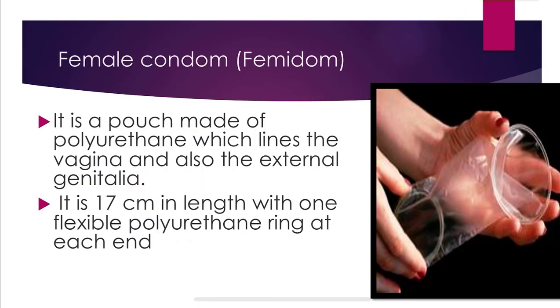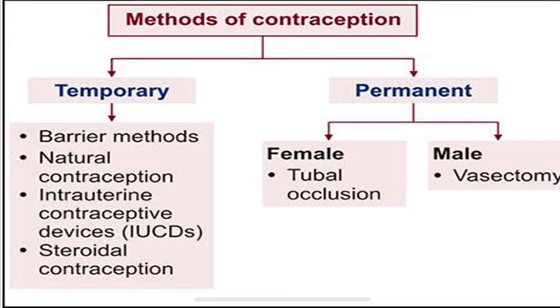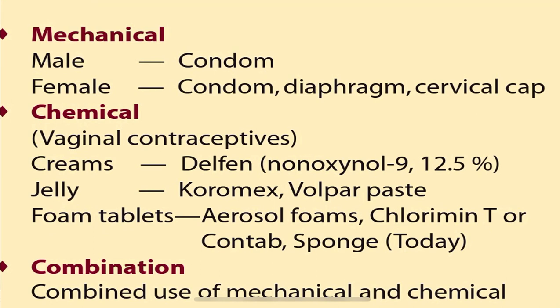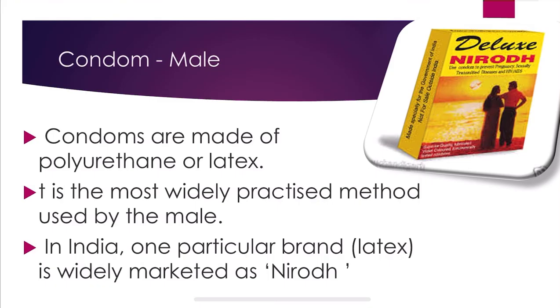We started with temporary methods. There were barrier methods, natural contraception, intrauterine contraceptive devices, steroidal contraception. Barrier methods were mechanical devices, chemical methods, combined methods. In males, condom; in females, condom, diaphragm, cervical cap. The chemicals: cream, jelly, foam tablets. Combined were both chemical and mechanical. The condom is made up of latex or polyurethane. People who are sensitive to latex use polyurethane. This is a widely used method and the most popular brand is Nirodh.